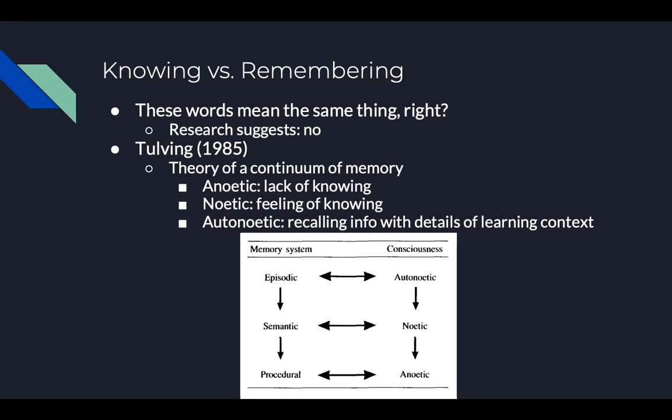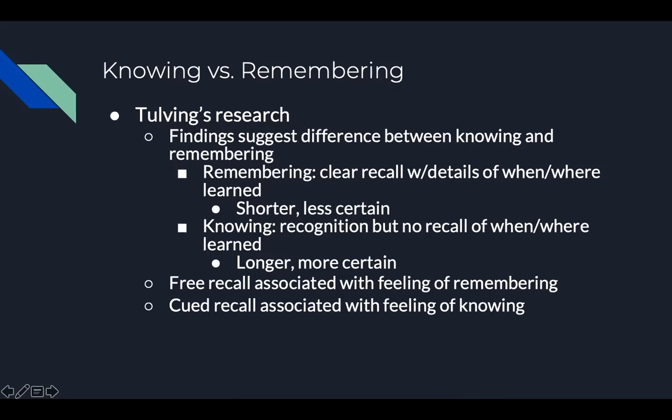And so Tulving didn't just pull this out of thin air. This was an idea, this continuum, that was generated from some of the experiments that he had done. And so he had noticed there were these distinctions in how participants talked about their memory for something. They talked about knowing and remembering in different ways.